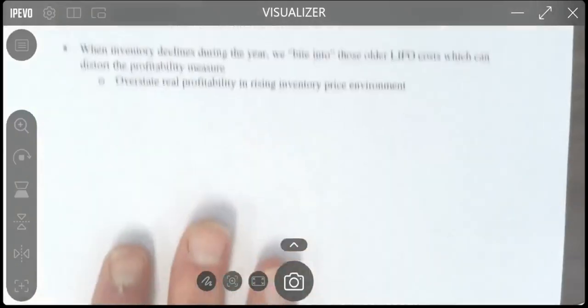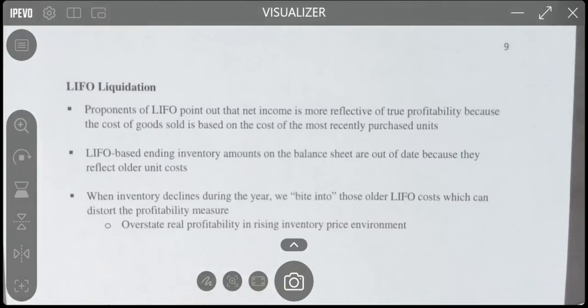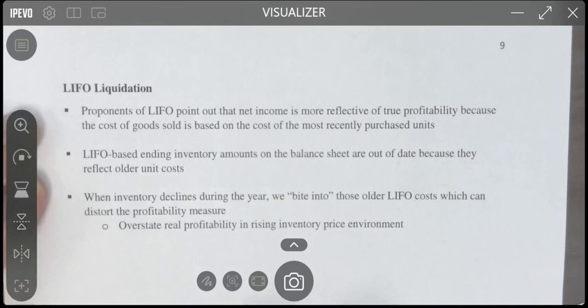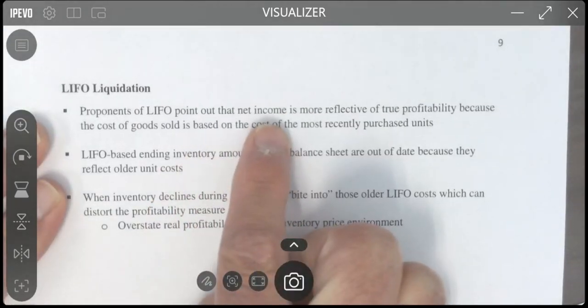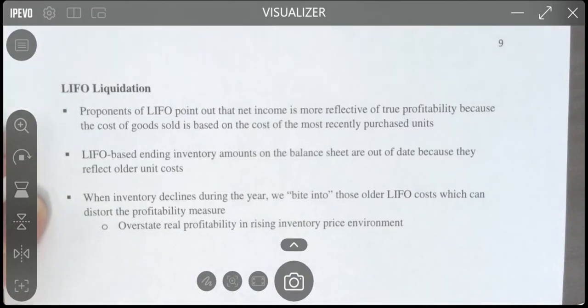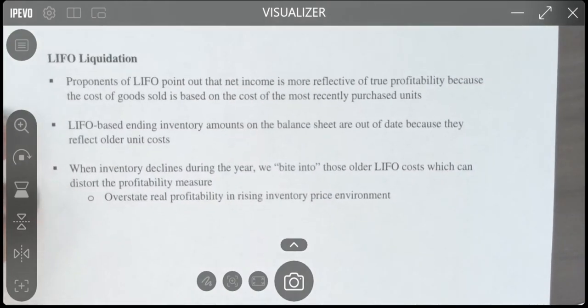Let's talk briefly also about another LIFO topic, and that is LIFO liquidation. Proponents of LIFO point out that the net income is more reflective of true profitability because the cost of goods sold is based on the cost of the most recently purchased units. I agree with that in principle. The LIFO-based ending inventory amounts on the balance sheet are out of date because they reflect older unit costs. So it's a trade-off.